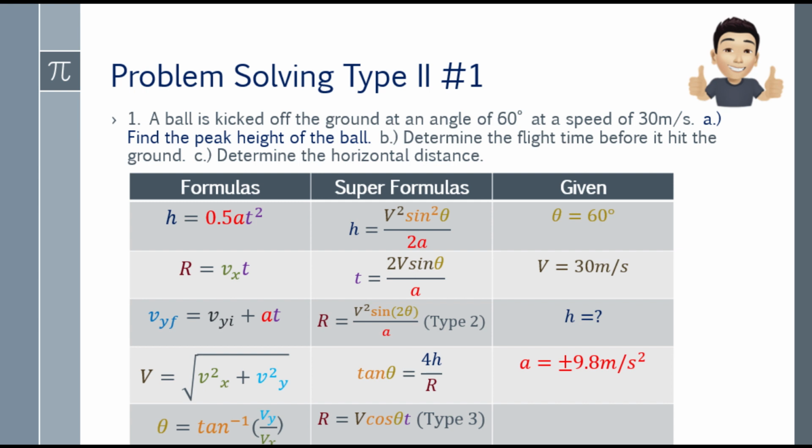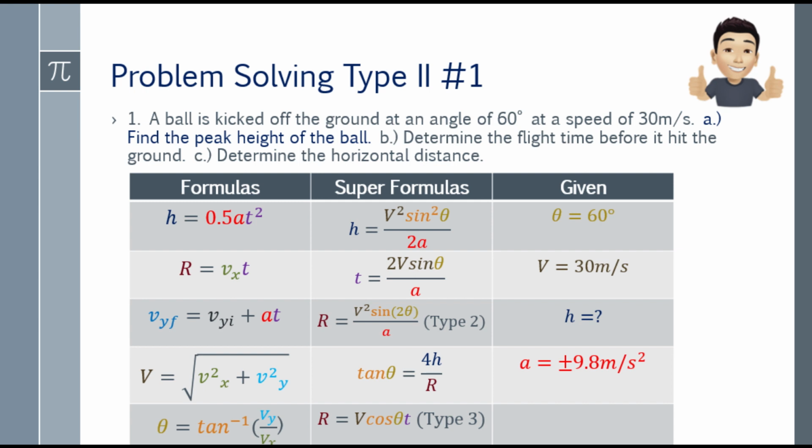So, complete hang time niya. Third one, we have the range. Range is equal to v squared sine 2 theta over a. So, you can use this formula for the range only for type 2 problems. At yung pang-apat, that will be tangent theta is equal to 4h over r. We also have the last formula for the super formulas. Another range formula, r is equal to v cosine theta times time. That's for type 3. Okay, this one naman, gagamitin nyo lang for type 3 problem pag hinahanap nyo yung range.